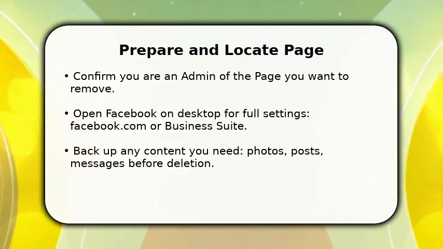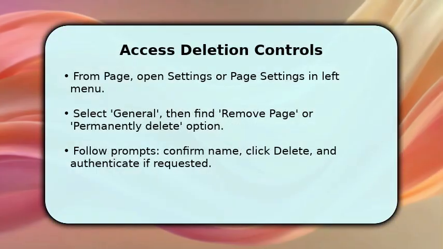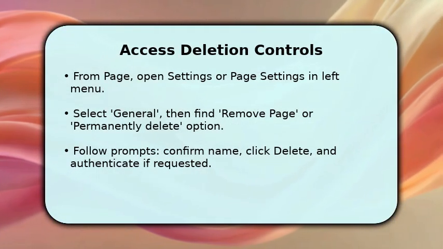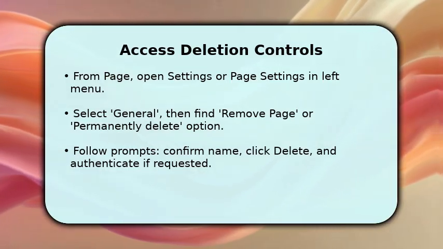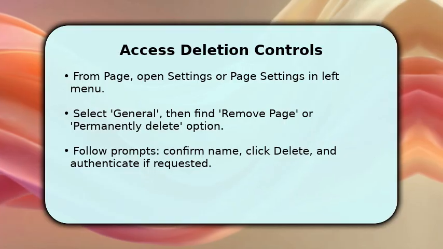You now navigate within the page settings to the General tab. This is where Facebook places removal controls. Once in General, scroll to the Remove Page or Permanently Delete section and click the link.